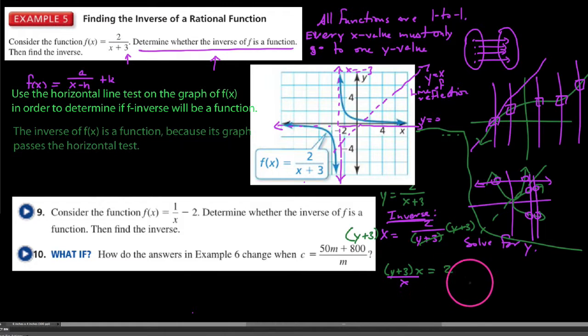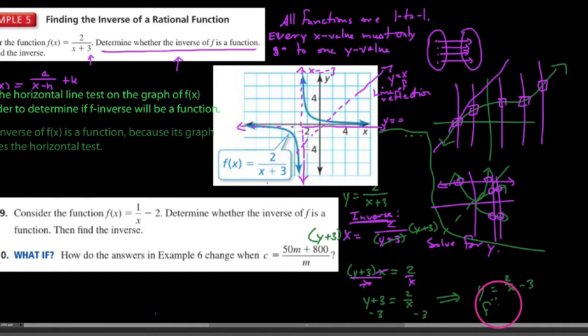The easiest way to do this is not to distribute the x, but to divide by x on both sides. And what we get is y plus 3 equals 2 over x. Subtracting 3, we get y equals 2 over x minus 3. And we're going to rename this. This is our inverse function of x, so 2 over x minus 3.